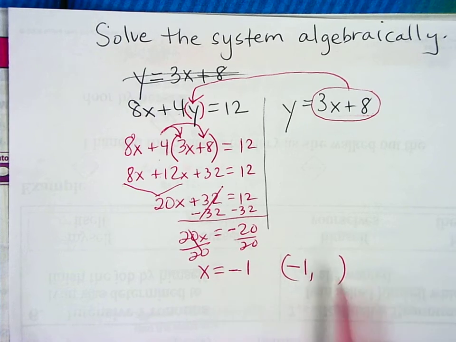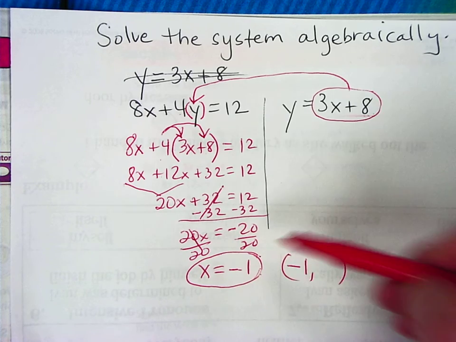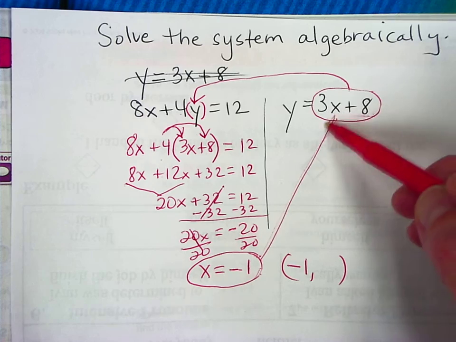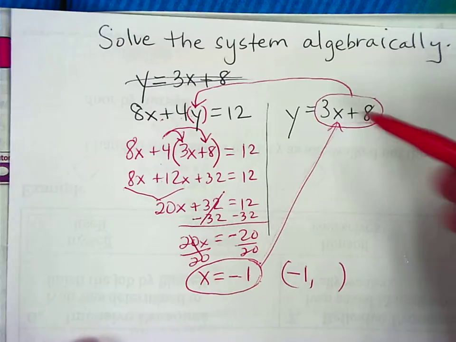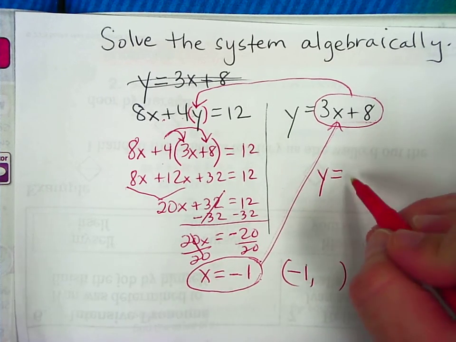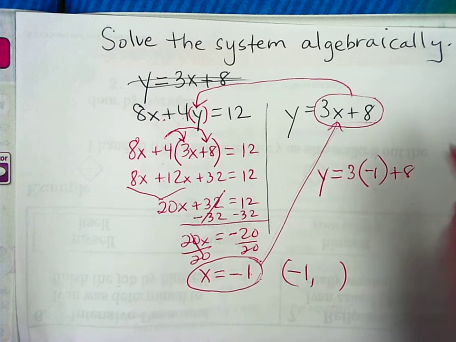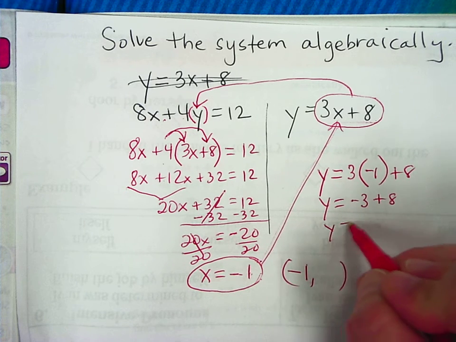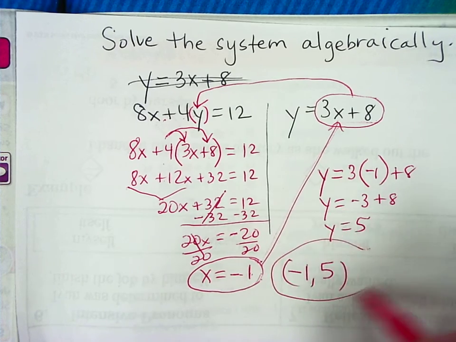Now I need to find the y. So if x equals negative 1, now I'm going to take that negative 1 and plug it in to this x or this x. Pick one and plug it in and solve. This one looks much simpler. So we're going to write y equals 3 times negative 1, because that's what x equals, plus 8. Y equals 3 times negative 1 is negative 3. Negative 3 plus 8 is 5. So y equals 5. And there is my solution to my system.